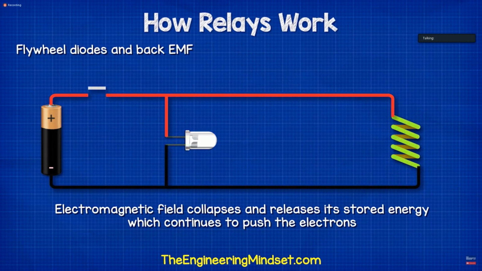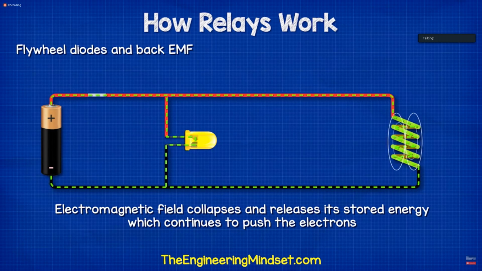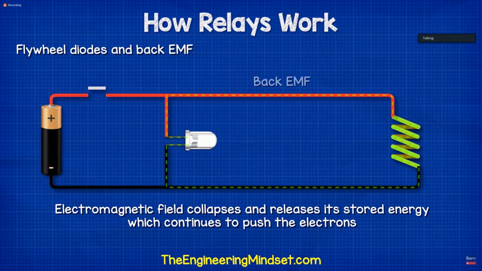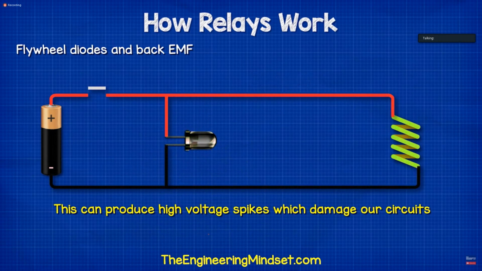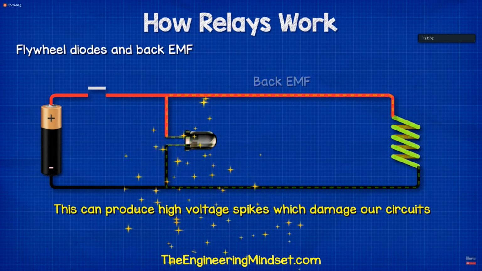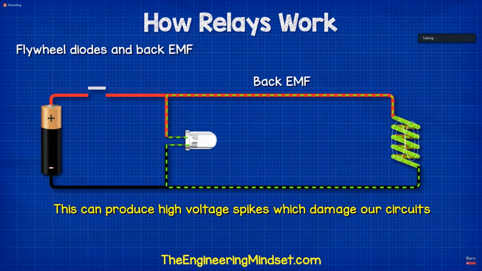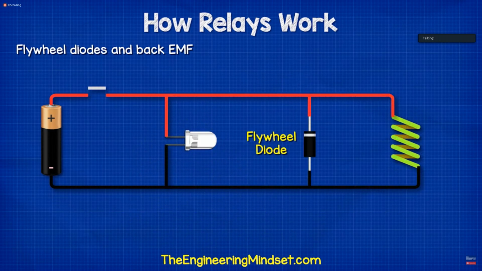This collapsing field continues to push the electrons, and this is why we get the back EMF. This is not a good thing, because it can produce very large voltage spikes which damage our circuit. To overcome this, we can use something like a diode to suppress this.